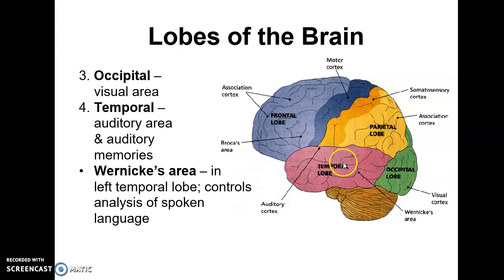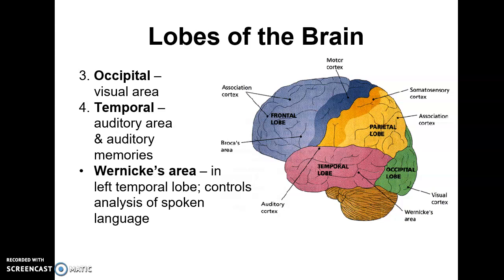And that is also where we have another special area called Wernicke's area. And that's located, again, just on the left side. And that is responsible for analyzing words, so meaning to words. So somebody who has damage to this area, they can speak, the words come out as if they were saying what they want to say, but they're the wrong words.